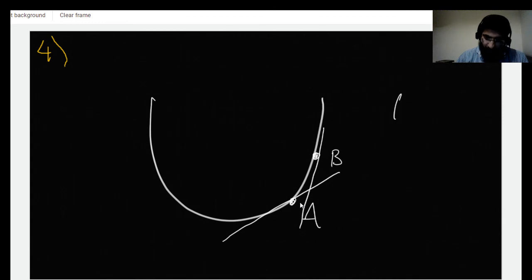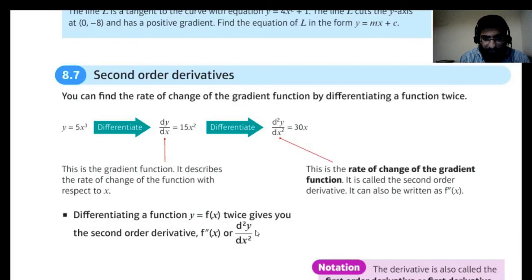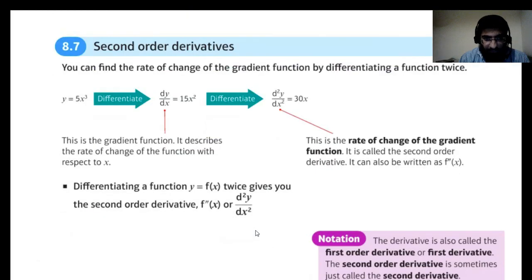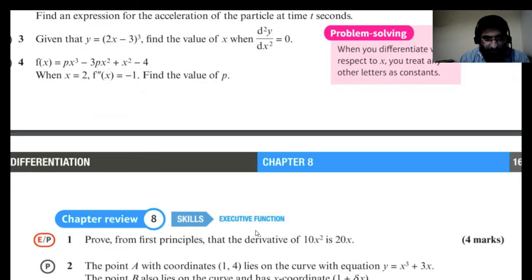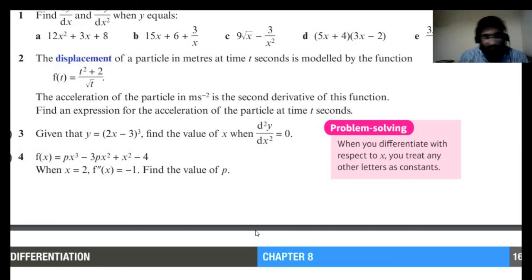Okay, so that's just that you have to know how to do the derivative twice. That's all this exercise requires. Question number 3 and 4, and then that's the end of the chapter. You can do quick question 3 and 4.